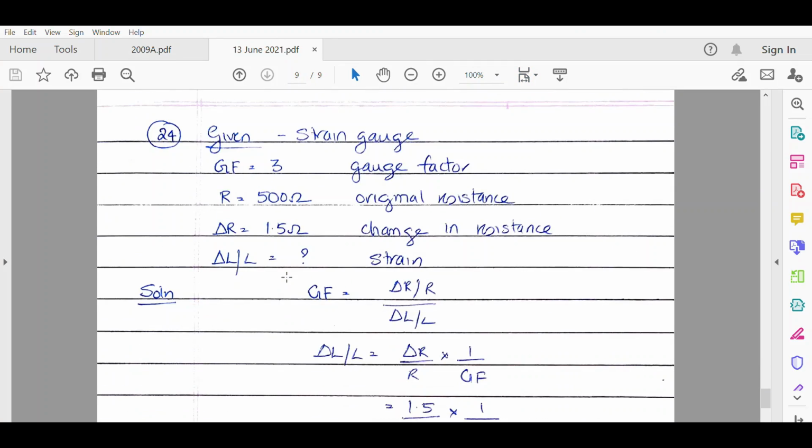Now first let us see the given data. We are considering the case of a strain gauge. The gauge factor has been given as 3. The resistance has been given as 500 ohm. The original resistance, the change in resistance has been given as 1.5 ohm. Now we are required to determine the strain in this question.